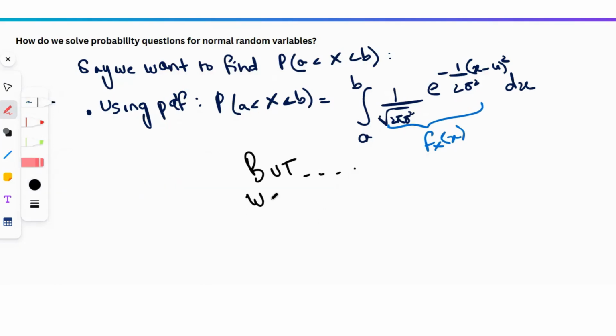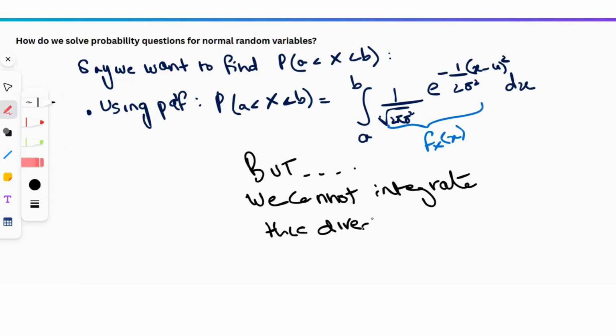we cannot integrate this directly, right? We cannot integrate this directly. So that's the issue here. We don't know what the integral of this is. This is e to the minus 1 by 2 sigma square times (x minus mu) square, right? If you didn't have a square here, then it's still fine. You could have integrated it. We know what the integral of e to the x is, right? But this is a square here. How do we integrate this now? So the issue is that, right?